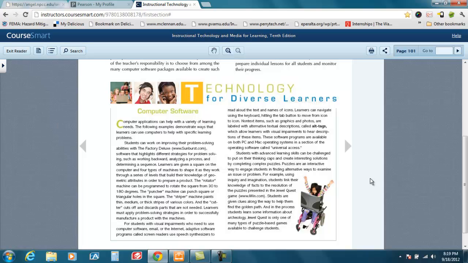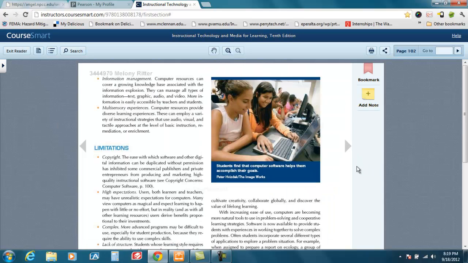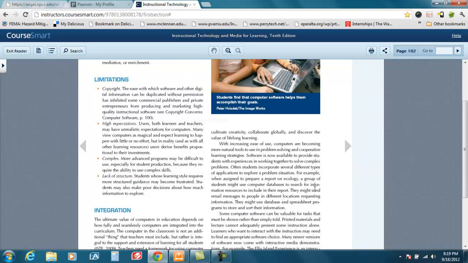Okay, and then moving on over to page 102, the chapter does address some limitations that are included with using computer resources. Obviously, we've talked about copyright a number of times, but you have to be careful about the types of software and digital information that you provide, not to be duplicated without permission, and making sure that it's high-quality instructional software. Another limitation is the high expectation that learners and teachers have.